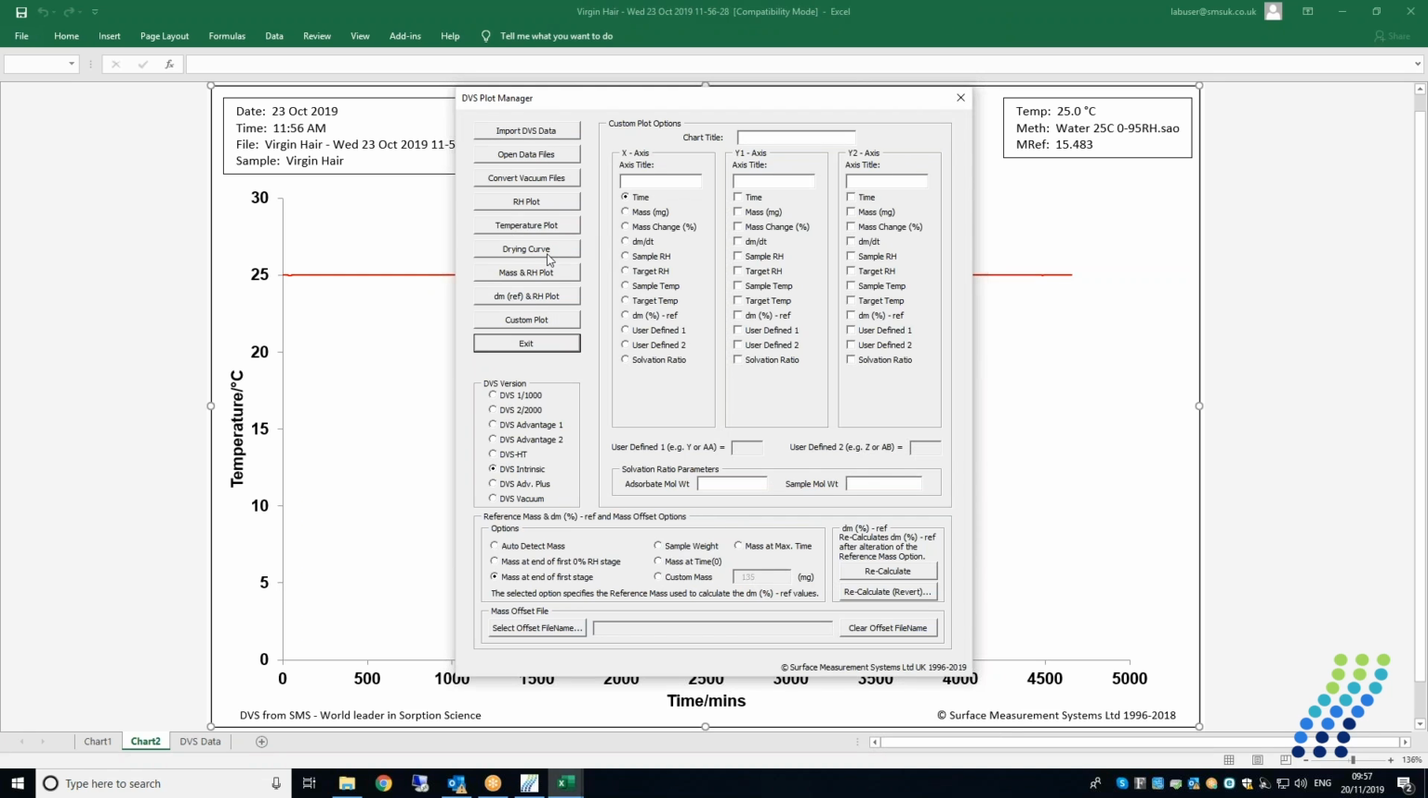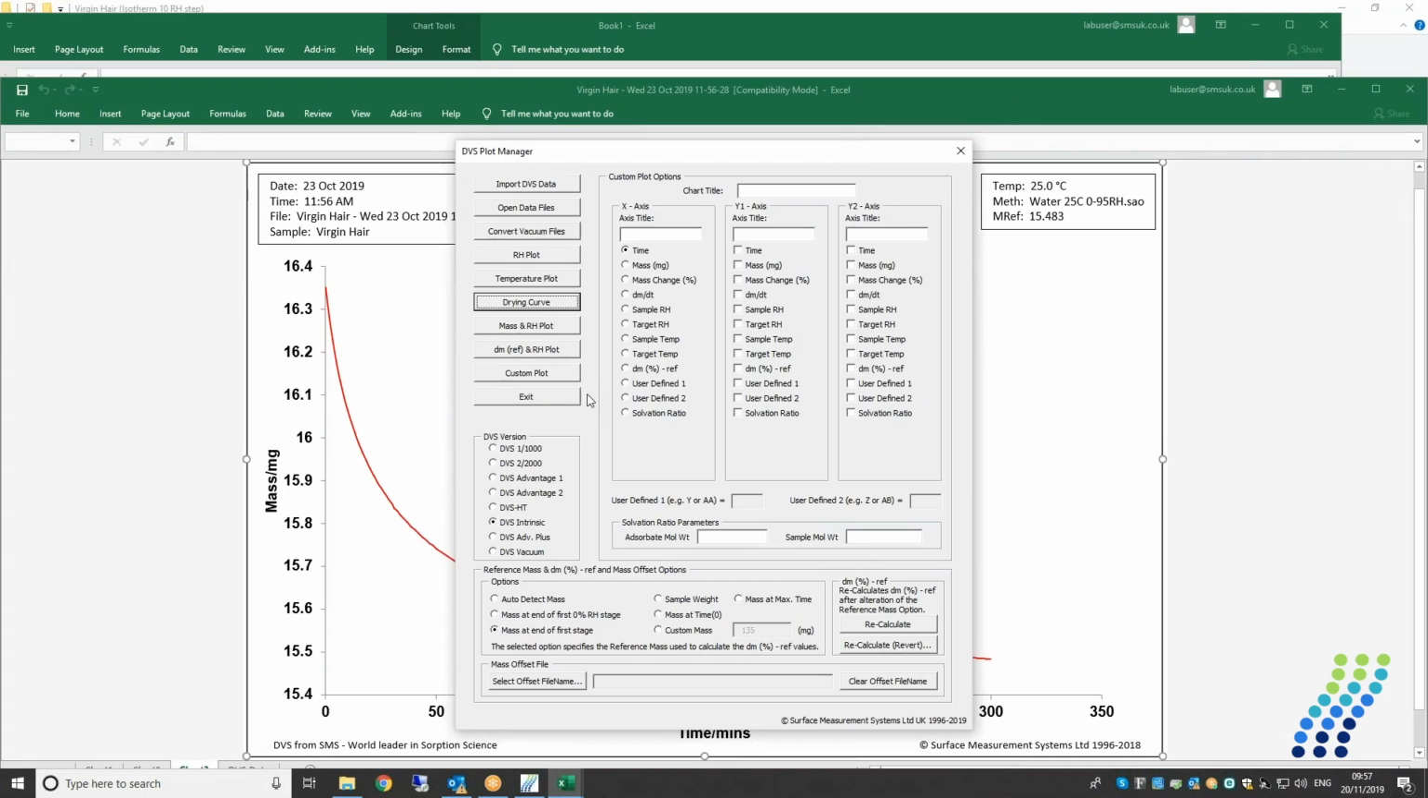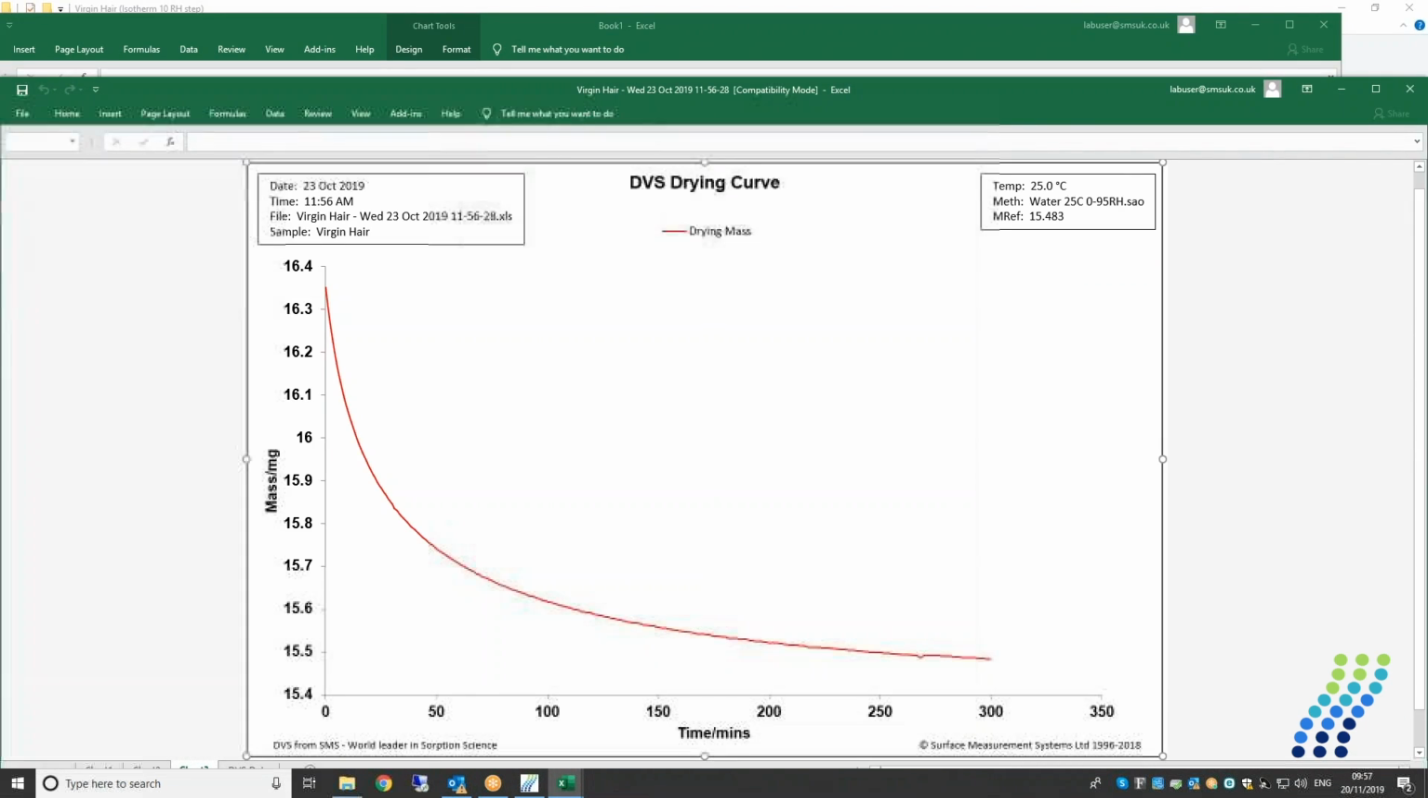Next, we have the drying curve. If you have a sample with unknown moisture behavior, it's useful to set up a drying step at the beginning of your experiment. And here it's possible to view it separately and see how much mass of the sample has been lost during the experiment over time.